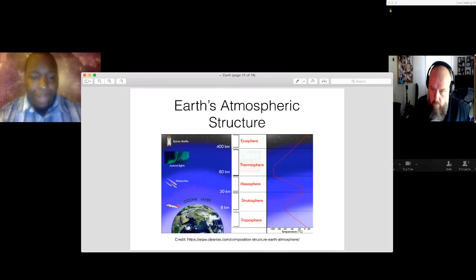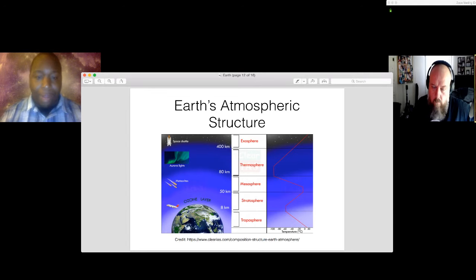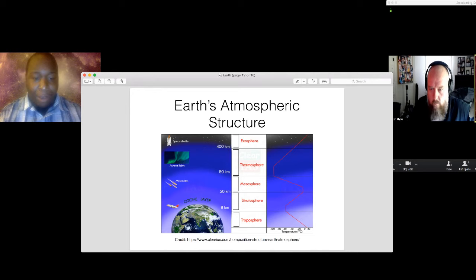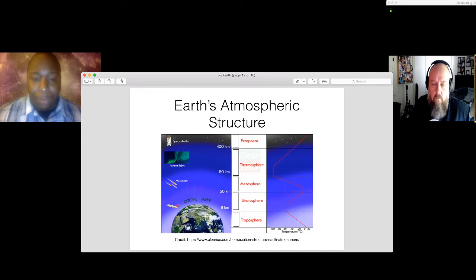Another key thing that I think is interesting within this plot is that if you look at the far left hand side of the image, we see what phenomena are occurring within these different layers of our atmosphere, such as meteorites burning up within the mesosphere, and the aurora lights happening within the thermosphere, which we're going to come back to talking about in a moment.